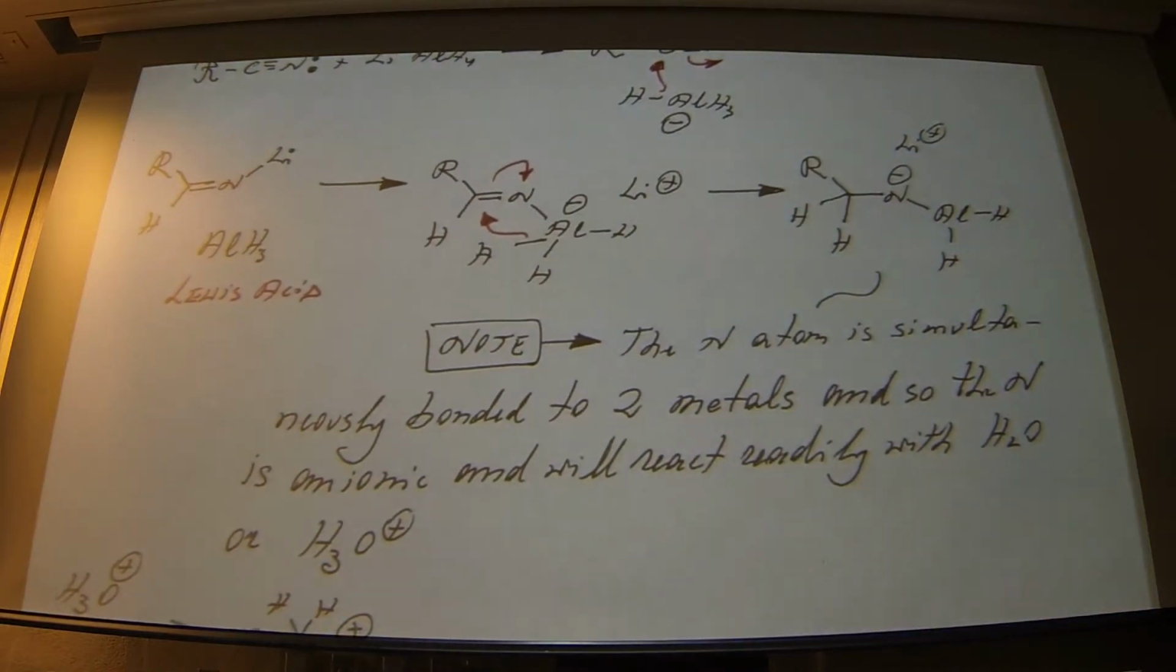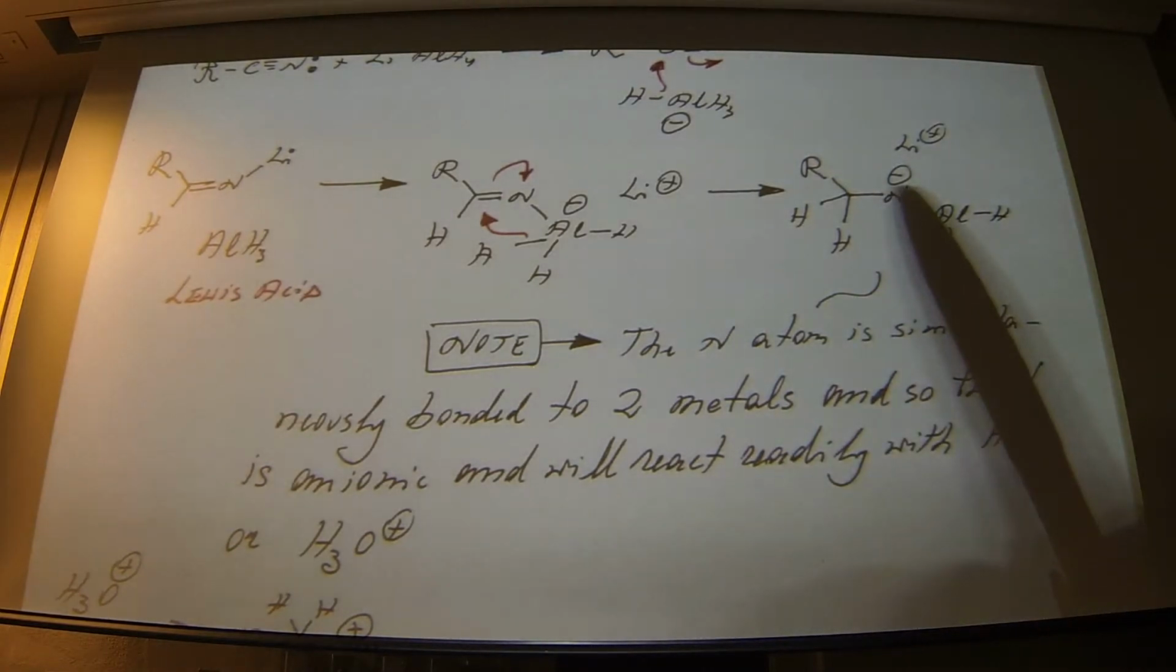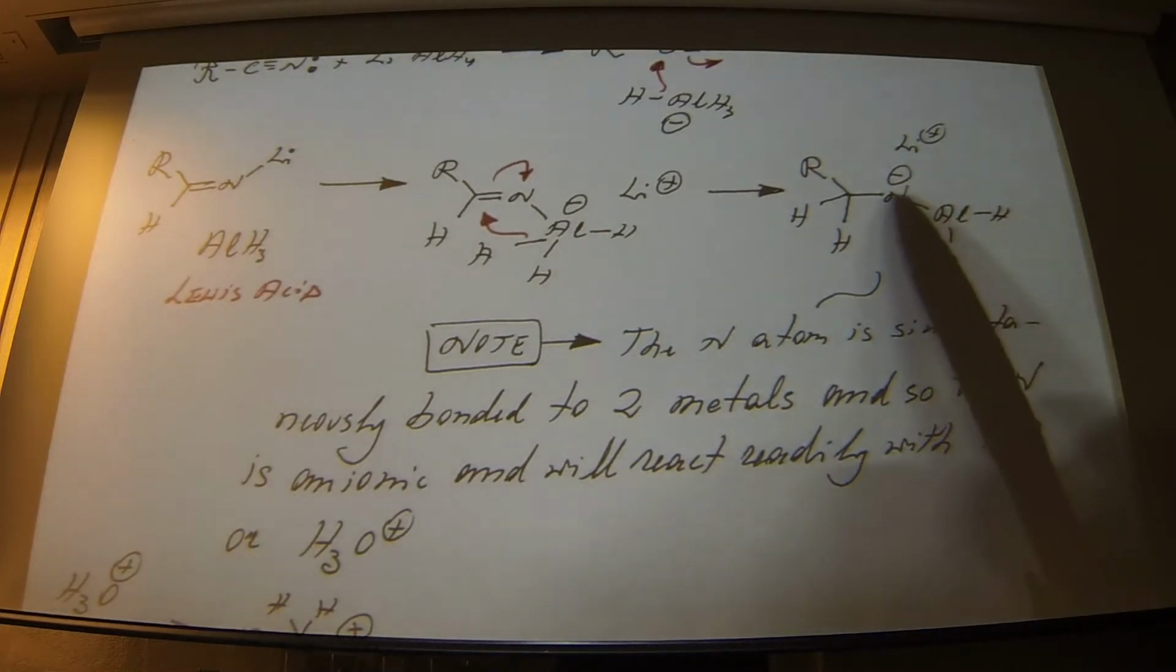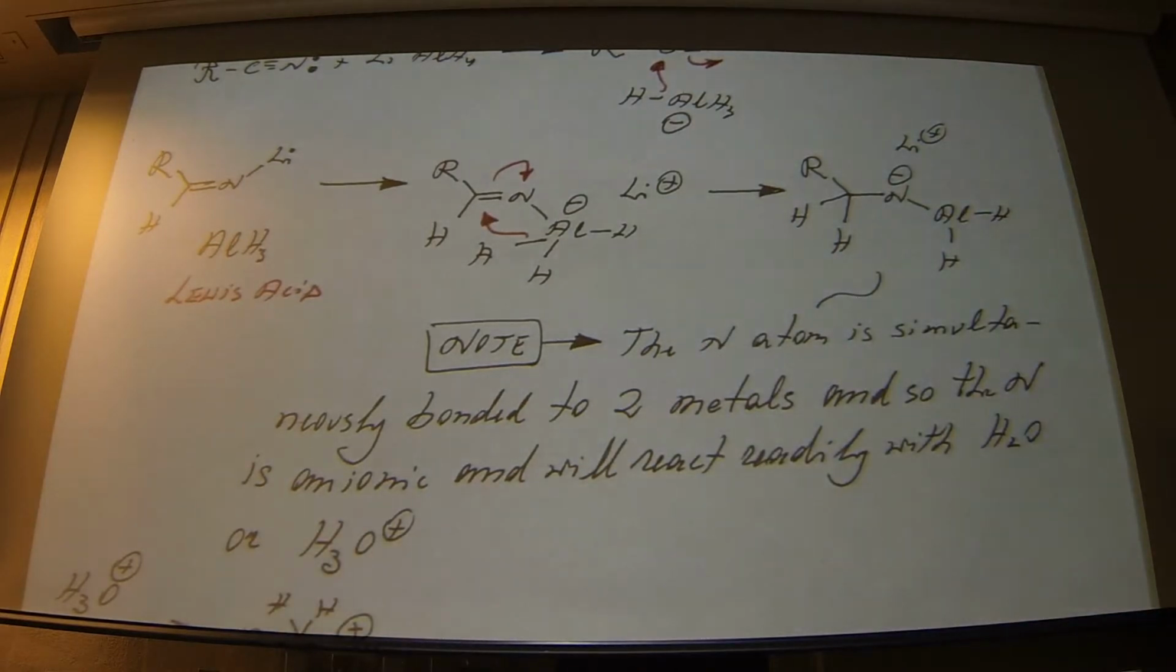So this is a strange species. I guess I should point that out. The nitrogen here is bonded to two different metals. And usually when that happens, you end up with something that's similar to a carbene. But what this tells you is that this is going to be extremely reactive with water, because it's as if this nitrogen has two negative charges, right? And so this is going to be a very reactive species with water, and it decomposes rather easily.